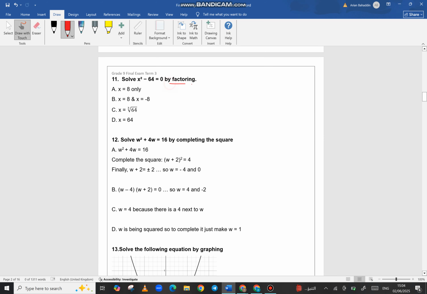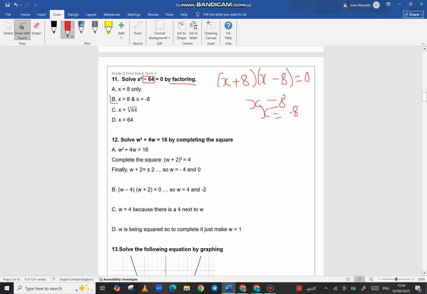Okay, solve by factoring. You don't need to factor, but it's fine. Let's factor. A good way to do this is square root of 64. So we know if we do x plus 8, x minus 8 equals 0, x is equal to 8, and it's also equal to minus 8. So these are our answers.